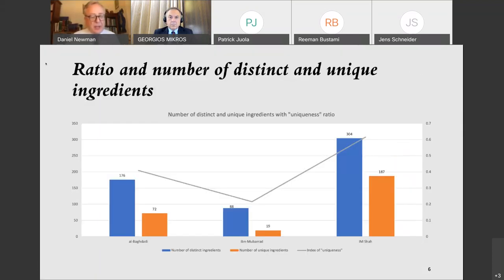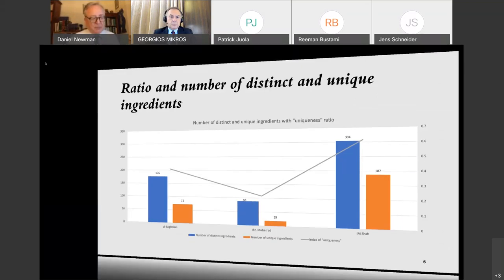Turning to the results now, this slide shows the number of ingredients in each cookery book, as well as the number of unique ingredients, that is to say, those that occur in only one recipe, and as you can see, it shows considerable variation between the cookery books.